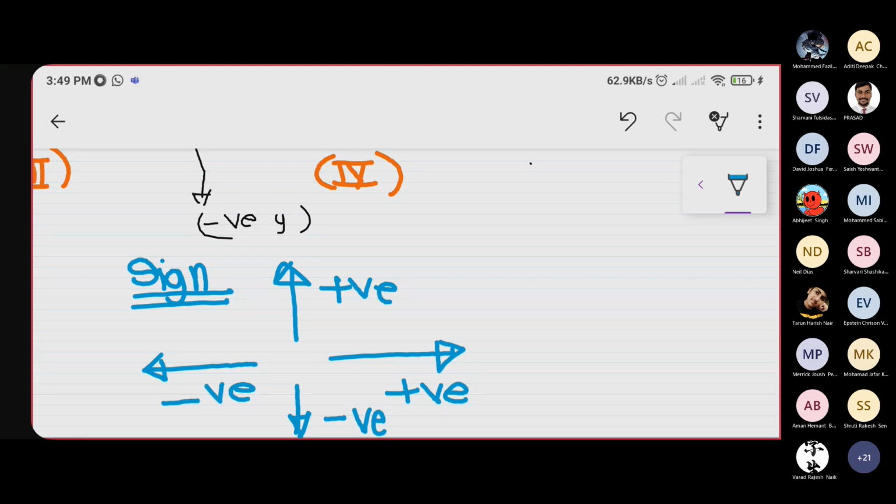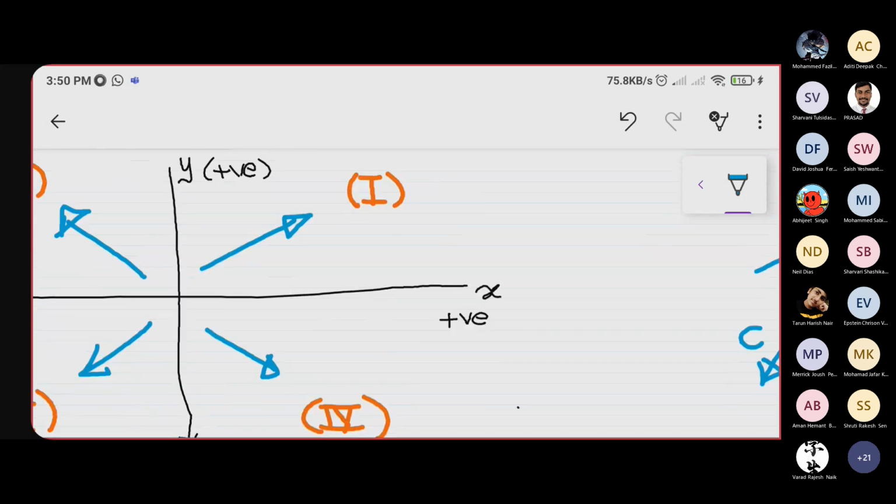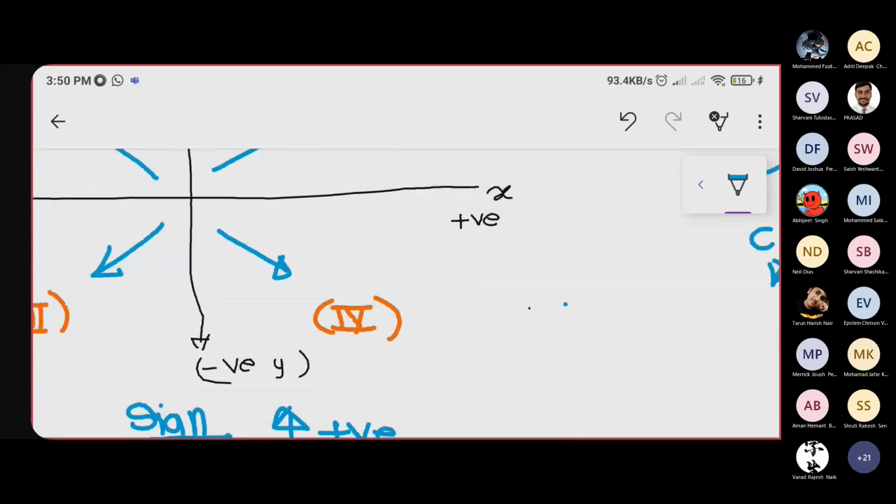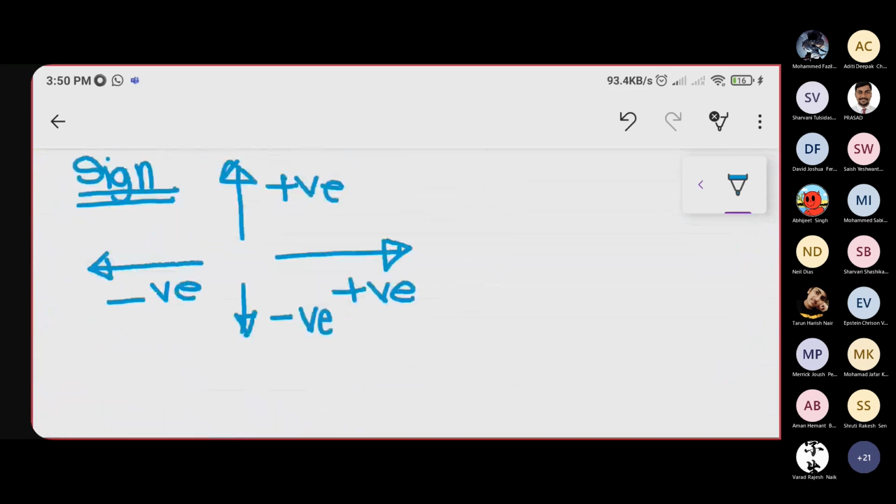Okay. Now, we already studied the composition of forces. Like that, we can resolve the forces. How to resolve the forces? Okay, it is very easy. I will explain those forces one by one.